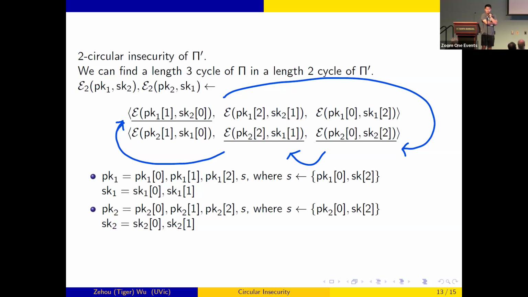Similarly, with a length 2 cycle of pi prime, we can find a length 3 cycle of pi in this. And again, this means we can use whatever distinguisher of pi to distinguish length 2 cycle of pi prime.